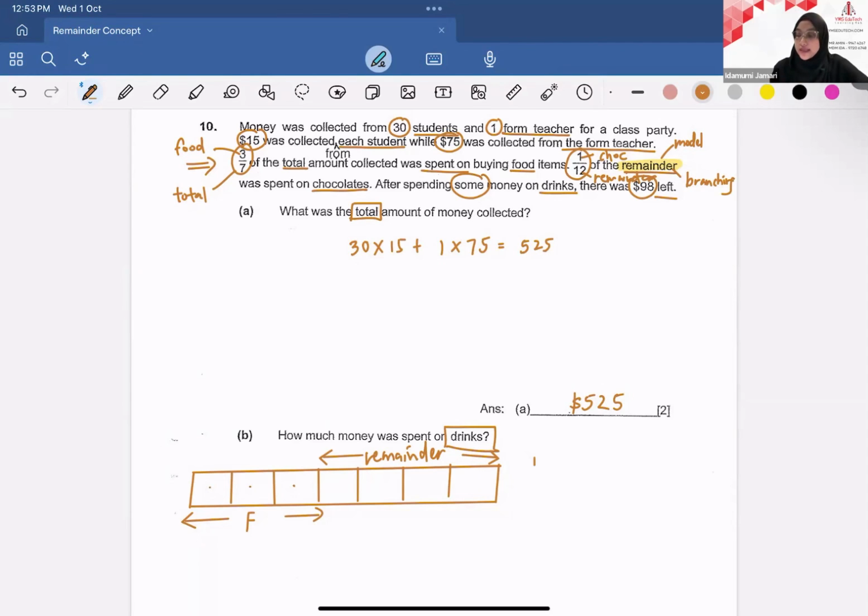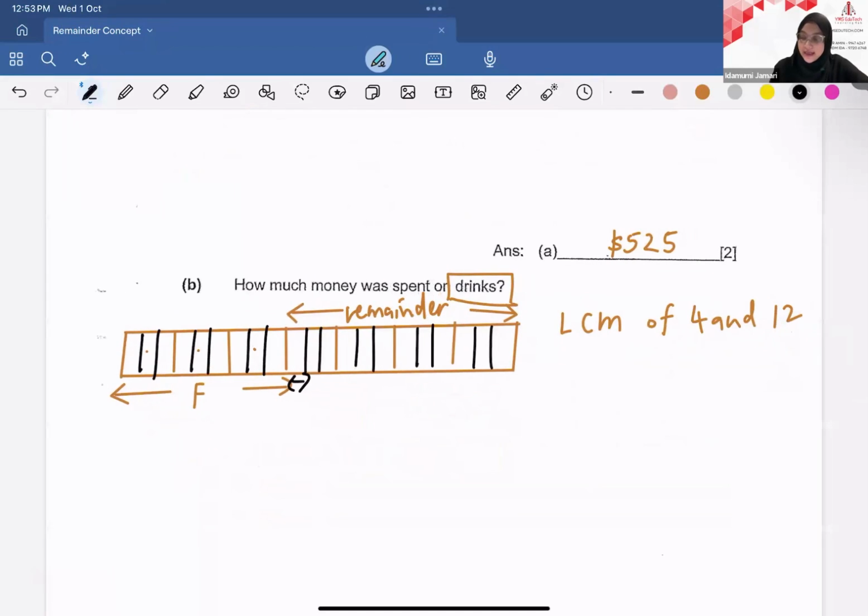Hence, we need to find out what is the lowest common multiple of 4 and 12. So in this case, it is 12. Hence, for every 1 unit of the remainder, I must split it into 3 so that I will get a total of 12 units of remainder. And I must do the same to the first 3 units, which was spent on food. Every 1 unit is split into 3 parts. And one of the units of remainder was spent on chocolate. Hence, I'm going to label that as chocolate.